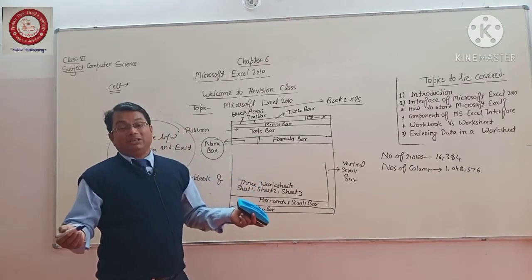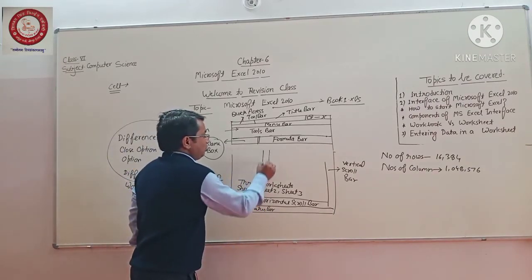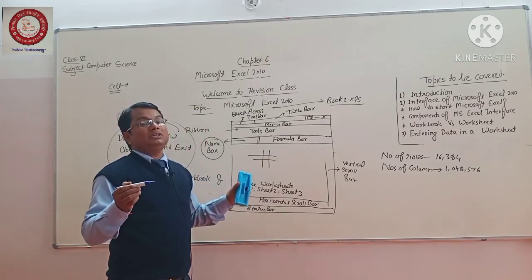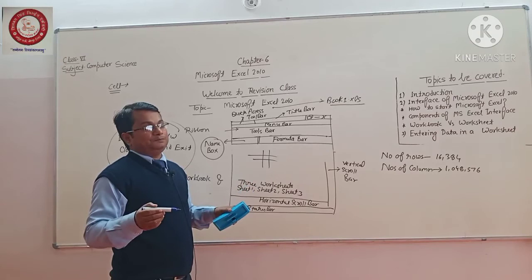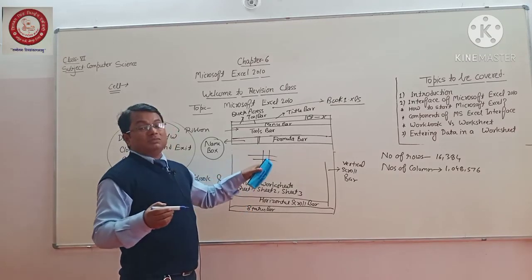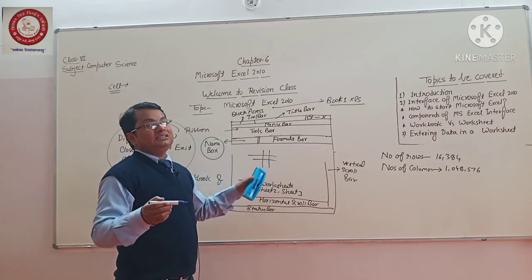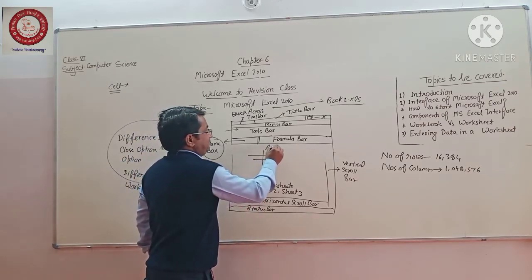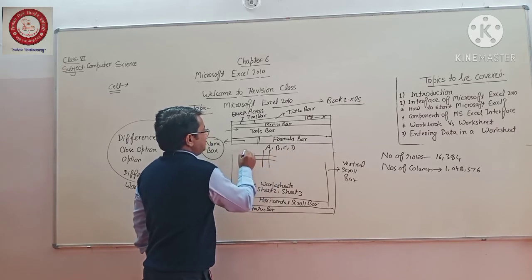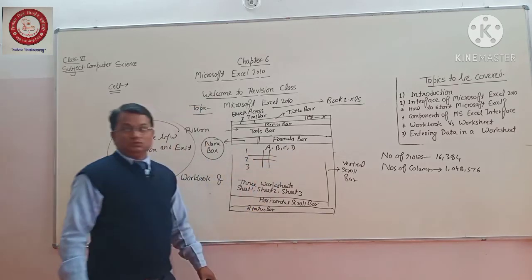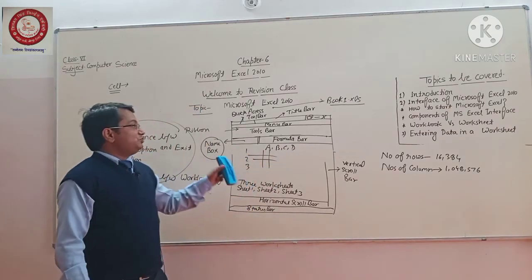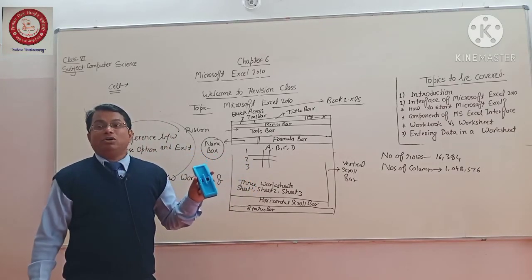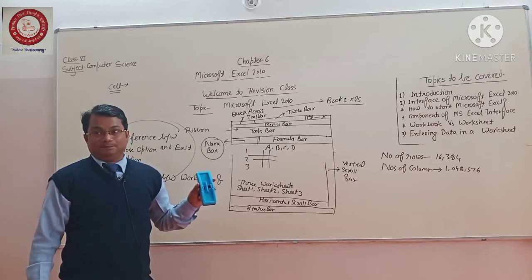And how does the address look? Suppose this is your column and this is your row. Rows are always numbered 1, 2, 3, 4 like this, and columns are always lettered A, B, C, D like this. So once you have this kind of interface, please remember name box is a very important thing.